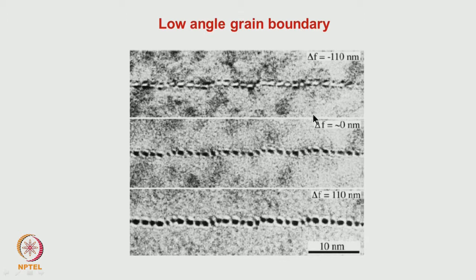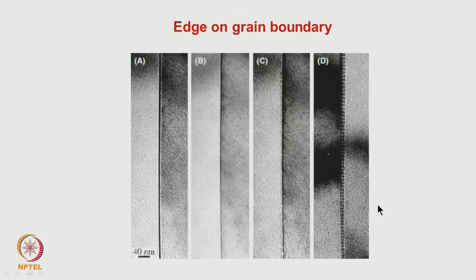Similarly, if a low angle boundary is there, with a periodic arrangement of dislocations in that boundary, then since there is a sudden change in potential, this will give rise to a sort of Fresnel fringe contrast. This fringe contrast also will vary depending upon what sort of focusing we use, at zero focus condition, under focus or over focus. These are all the various ways in which you can do it.